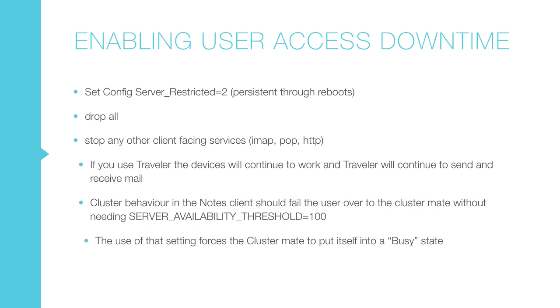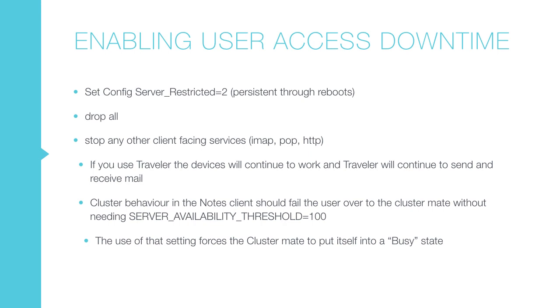So when we're doing upgrades, we're not trying to deny replication. We just want to lock the users off. So I want to use 2, and that way I know that if I do a reboot, I've still locked the users off, and they're locked off until I decide to let them back on. Then if the server's up, we run a console command called drop all. That immediately drops all the client connections that are currently attached to that server. So if I set server_restricted and then I drop all, people won't be able to reconnect to that server.